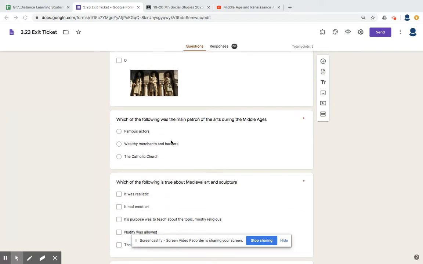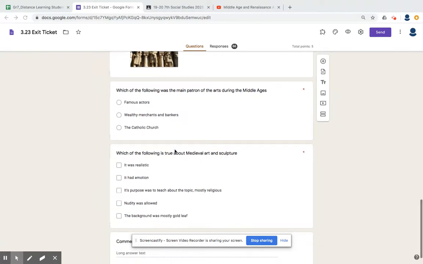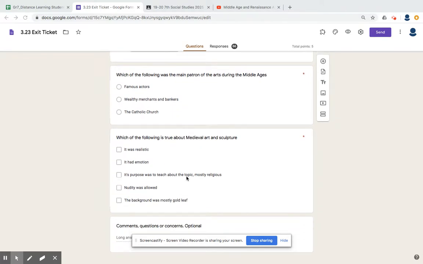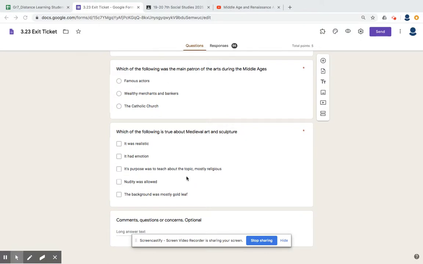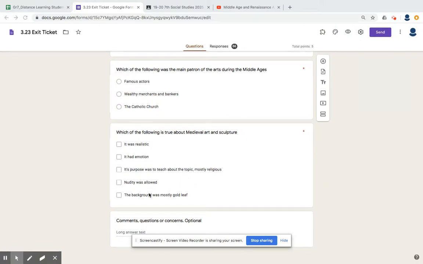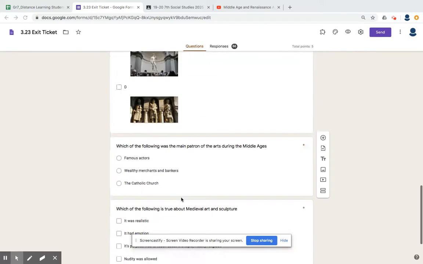Which of the following is a main patron of the Middle Ages? It's the Catholic church. Someone said wealthy merchants and bankers, and that's the answer they wrote on their questions in Classroom. I don't know if you got the answer from here and put it in Classroom, but it doesn't work that way. You have to do the work first and then do the exit ticket. Which of the following is true about medieval art and sculpture? Its purpose was to teach about the topic, and the last one is the background was mostly gold leaf.